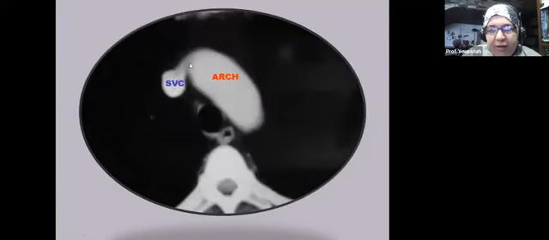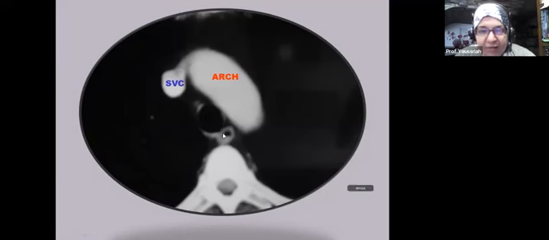At this level, this is the arch of the aorta and the superior vena cava. It's very important to notice that at this level we have no other vascular structure, no other structure, but the arch, the superior vena cava, the trachea, and the esophagus. Anything else will be a pathology. This is a very important anatomical point.